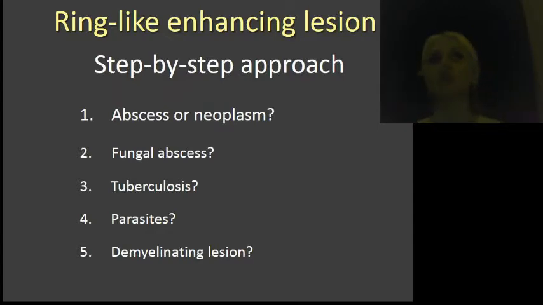So the very first question that you have to ask yourself is, am I talking about an infectious lesion or is this a tumor? Once you decide this is not a tumor that I'm looking at, this is an infectious lesion, then you have to ask yourself questions. Is this just a bacterial abscess? Is this a fungal abscess? Could this eventually be tuberculosis or maybe even parasites? And at the end, the last question that you should ask yourself is, could this eventually even be a demyelinating lesion, not even an infectious lesion?